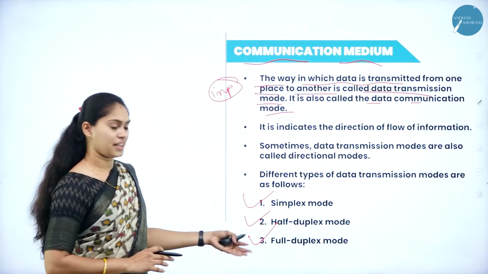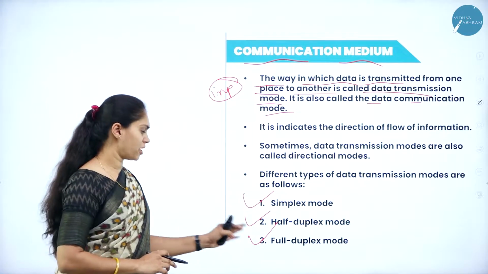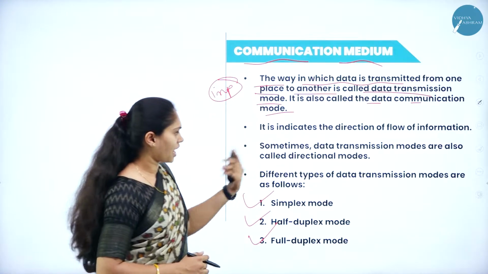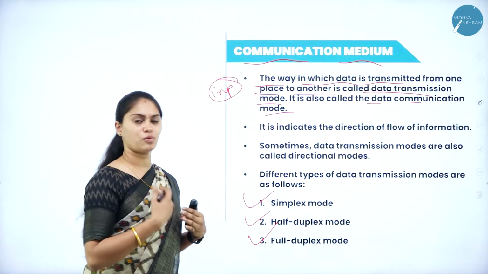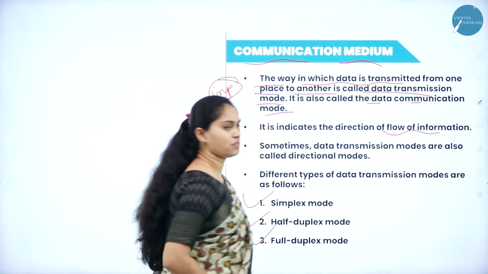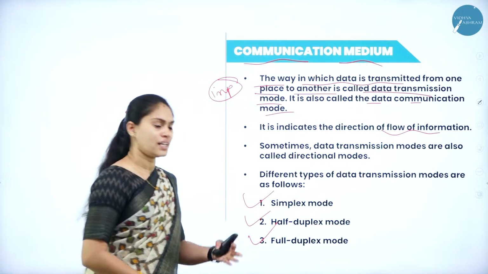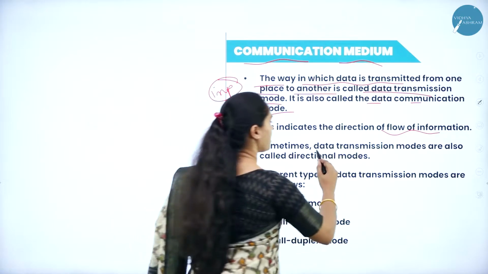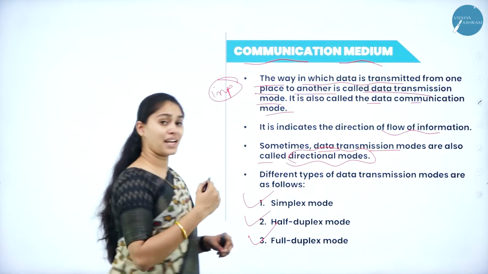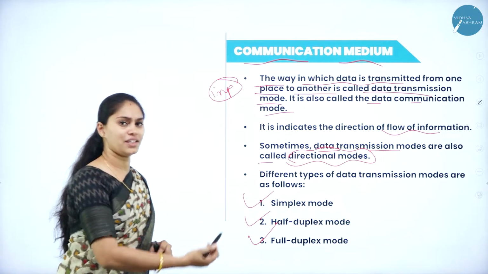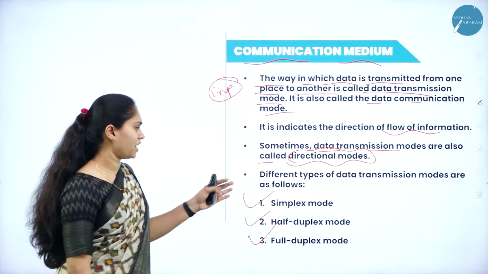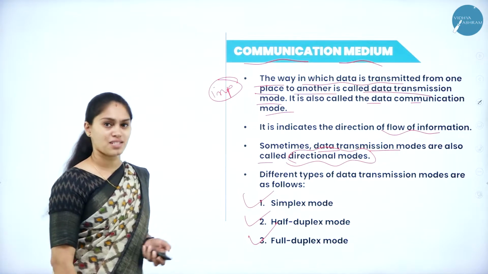So we have three categories that include simplex mode, half duplex mode, as well as full duplex mode. As we all know, if you are transmitting data from one place to another, that also indicates the flow of information from a sender to a receiver. Sometimes the data transmission modes are also called directional modes. Based on the direction from where to where it is going, and from where to where it is coming, everything matters when we are dealing with these different kinds of transmission modes.